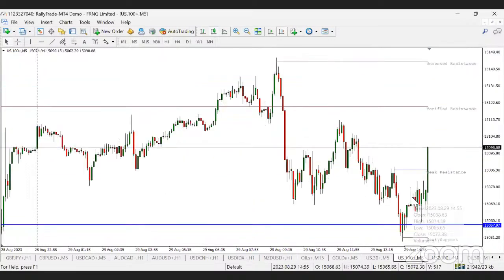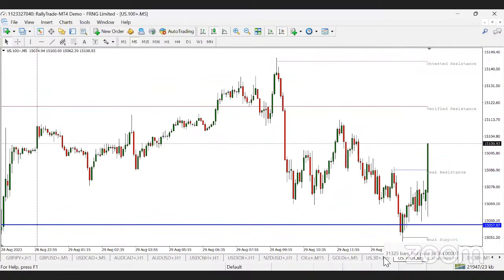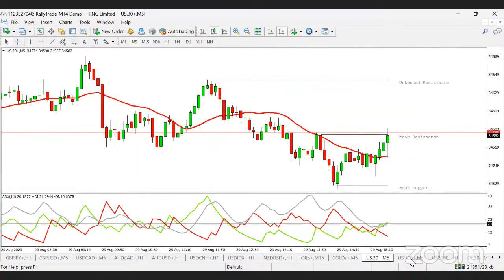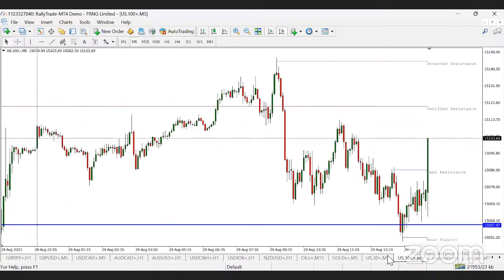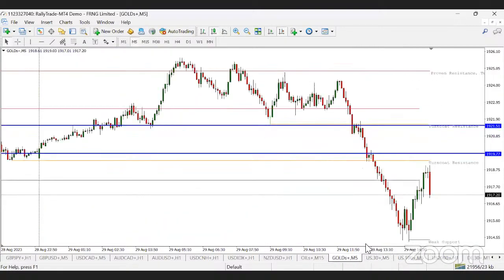All right, for US 100, I said it is an instant buy. I said that all along. US 30 is an instant buy. Go ahead and buy US 100 and buy US 30. But for gold, I said don't buy gold at the current market price, but set a pending order.